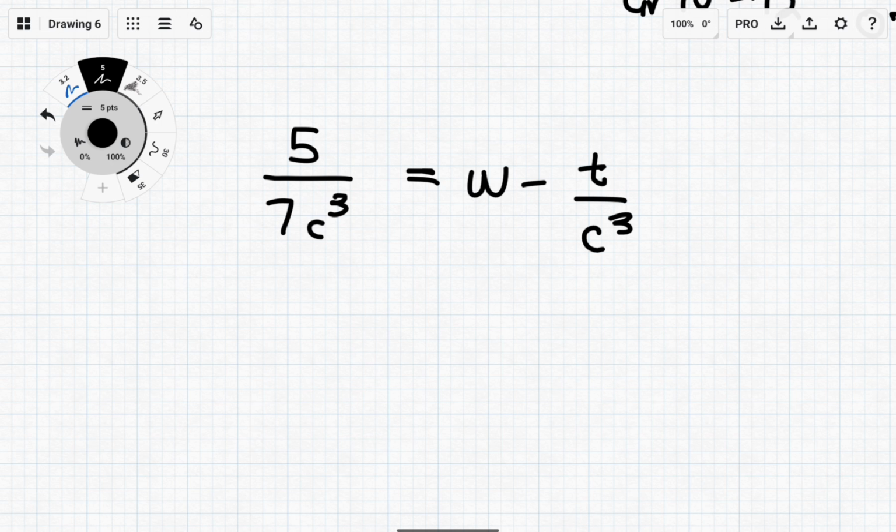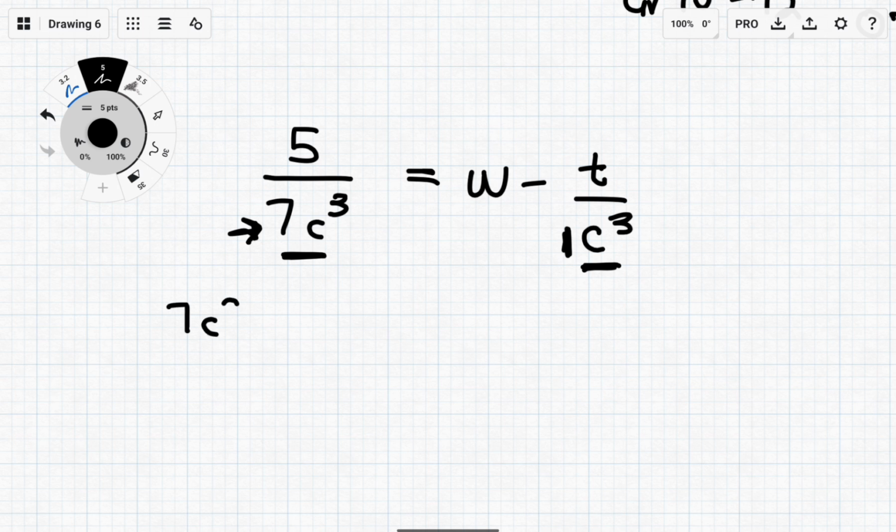Now the first thing that we need to do is destroy the fractions. The first thing we must do is pick the bigger denominator. By bigger I mean we need to pick the denominator that has a bigger number at the front of the c. So we're going to choose 7c cubed, and multiply by it on both sides of the equation.